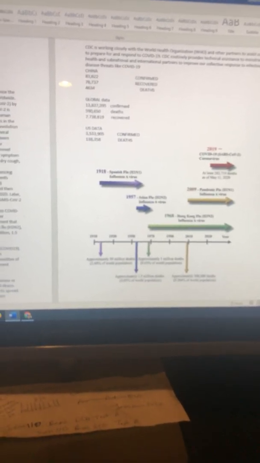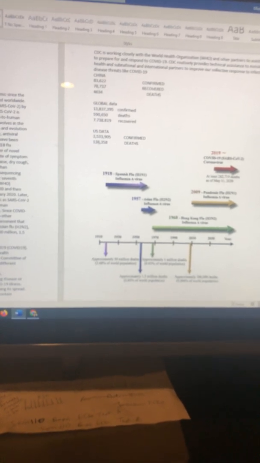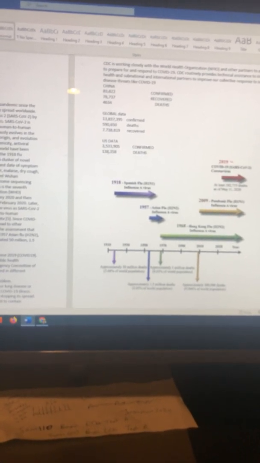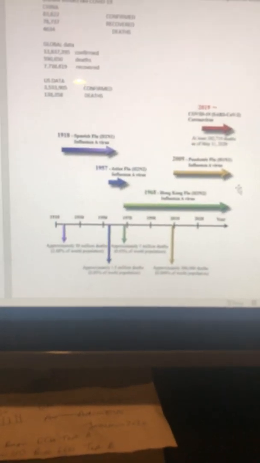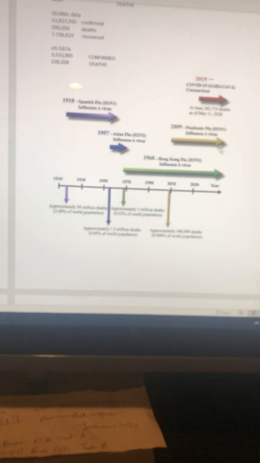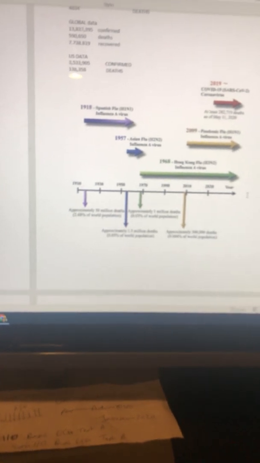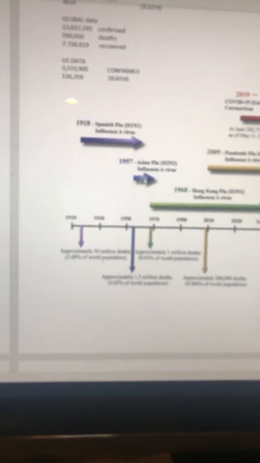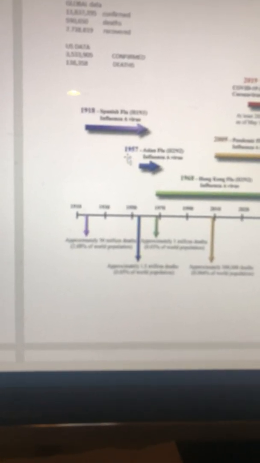In the United States of America, we have 3,533,905 confirmed cases of coronavirus. And we have 138,358 as the total number of deaths for coronavirus. So I'm going to talk about how the Spanish flu of 1918 evolved and how we discovered the COVID-19, which is also known as the SARS-CoV-2. In 1918, the Spanish flu evolved and it killed a lot of people because there was no vaccine to combat the disease, the virus disease.